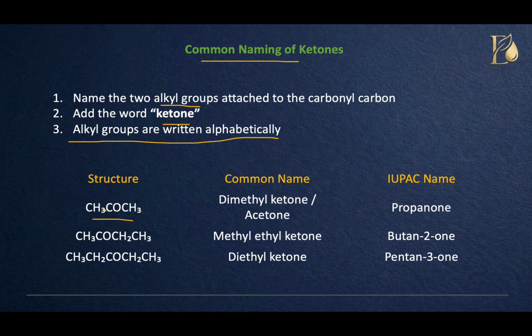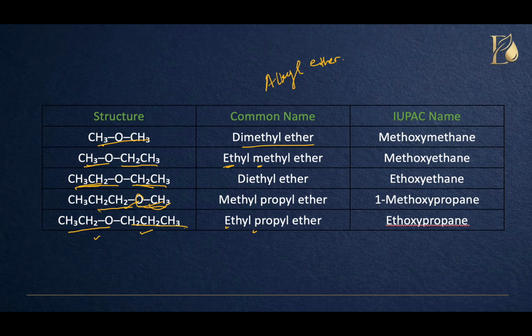If the 2 groups are different, then we have to choose in such a way that the 2 alkyl groups are written in alphabetic order. This is just like we have done in ethers. In ethers, we were doing the same manner, right? So in ethers you can see CH3 or CH3. This is dimethyl ether. In case of ketones it is dimethyl ketone.